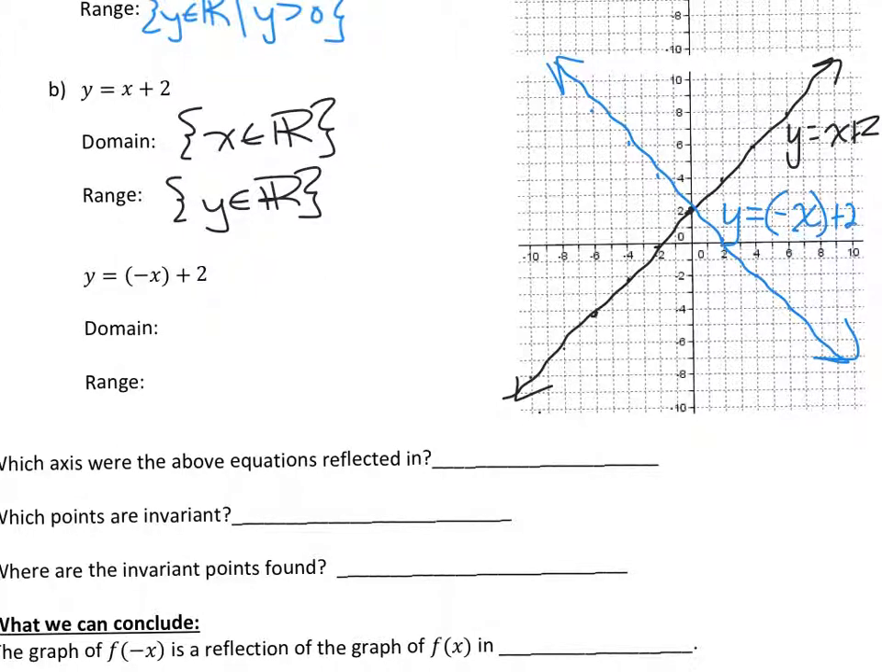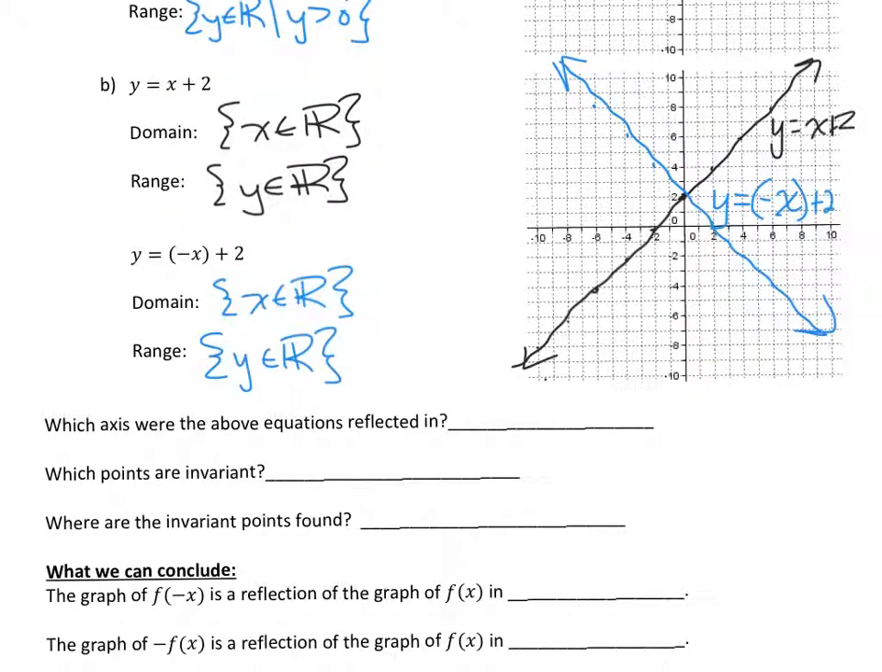And once again, I have no restrictions on what x or y can be, so my domain and range don't change. So when you look at this, what axis have I been reflected across? Well, I hope you notice that we've been reflecting it across the y-axis this time instead of the x-axis. And the invariant points, once again, are on the axis of reflection, which in this case was the y-axis, right?